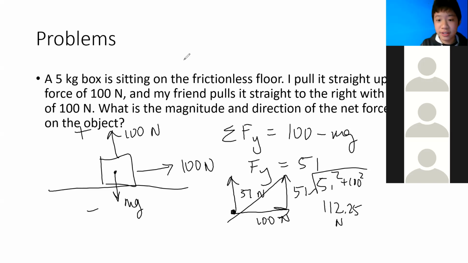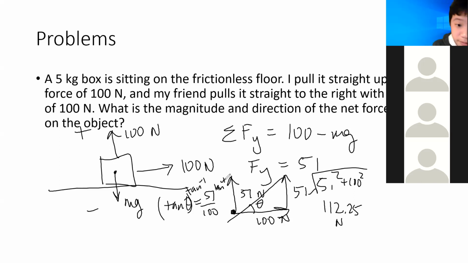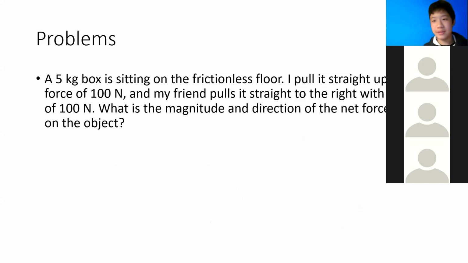All right. So how do I find the direction? Well, if we have a theta here, then the tangent of theta is 51 over 100. Take the inverse tan, that's just tan negative 1 of 51 over 100. 27 degrees. Right, so this box is basically going to fly up like that, which is kind of unrealistic to say, but that's the way it is.